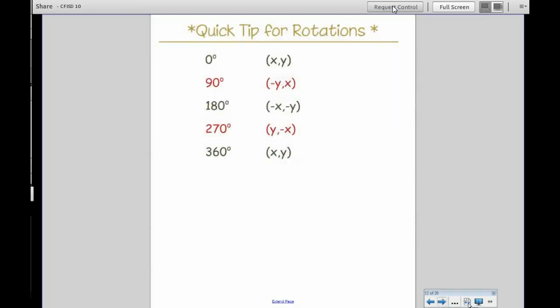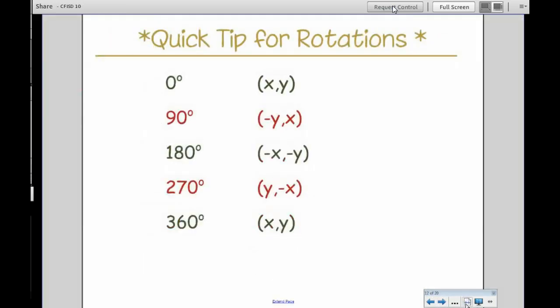Okay. So here's how you're going to remember your rotation rules. Because yes, you have to memorize them. No, they're not on your formula chart. So you start with (x, y). Every time you rotate 90 degrees, you switch and make the first one negative. Switch and make the first one negative. You already have those down.